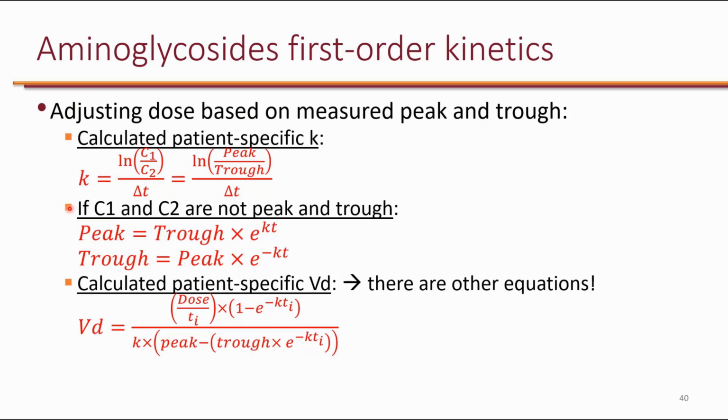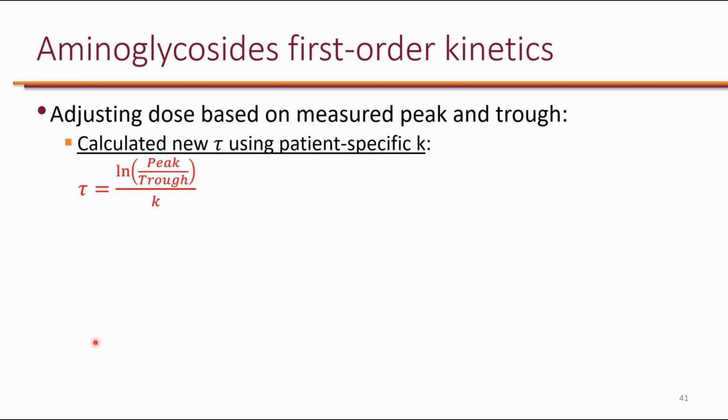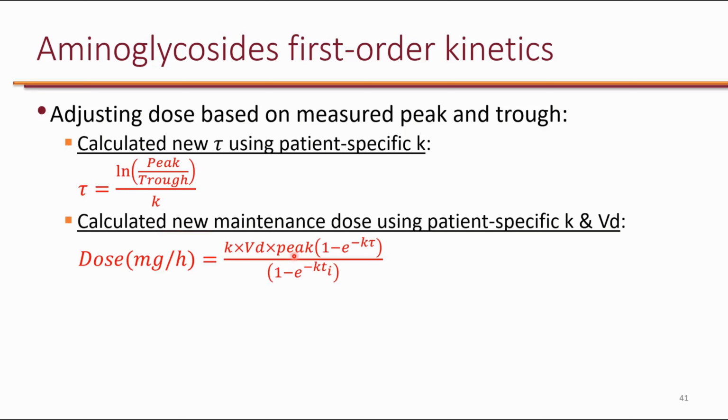And of course, what you do with the K is to get the individualized volume of distribution. So the volume of distribution that we calculated previously was an estimate. But this time, since we have a specific K from the patient, we can actually calculate the actual volume of distribution in the patient. And what we do next is to calculate tau again. So now instead of the estimated K, we use the actual K that we calculated in the patient. So get the new tau. And then using the new tau and the individualized K and the individualized volume of distribution, now we come up with a dose that's very accurate in the patient.